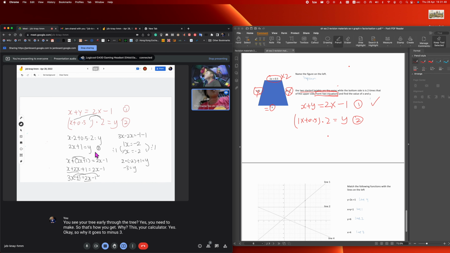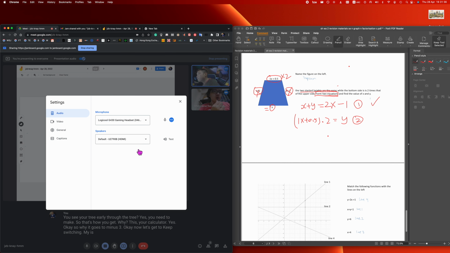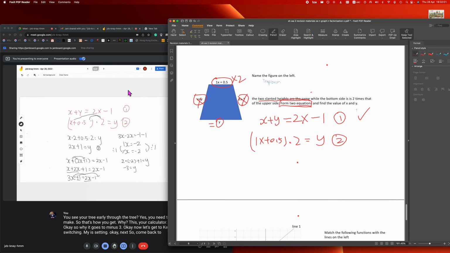Okay, good. So now let's get to the next one. How can they keep switching my setting? Okay, good. Next. So come back to the PDF.